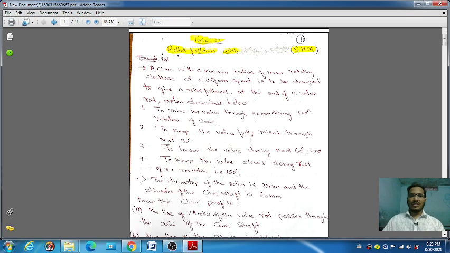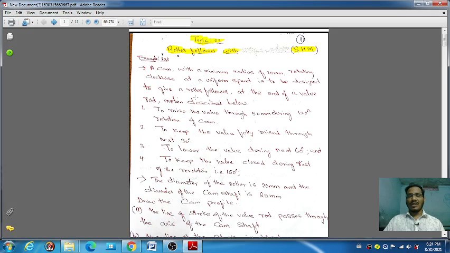The question is asking: a cam with a minimum radius of 25 millimeter, rotating in the clockwise direction at a uniform speed, is to be designed to give a roller follower the valve rod motion described below. It means one cam is there having a minimum radius of 25 millimeter, rotating clockwise, and the speed is uniform.